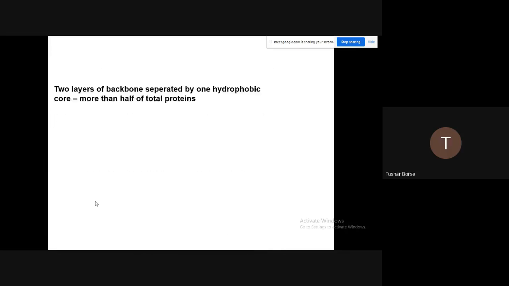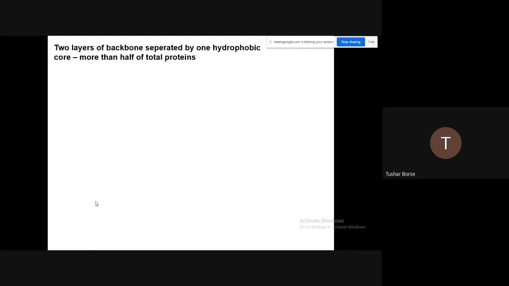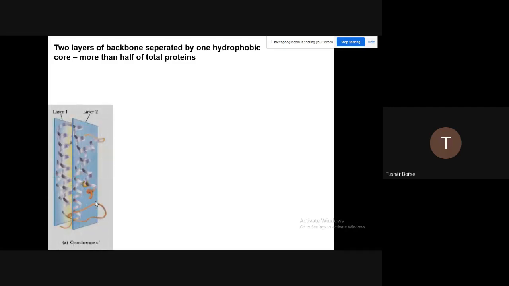I told you that the majority of proteins, more than half of the proteins present in the cell, are of this category: two layers of backbone separated by one hydrophobic core. The backbone is the main chain of the polypeptide, and within these two backbones you can see the core region, made up of the hydrophobic residues or the R groups of that polypeptide chain. So the majority of proteins could be of this category.